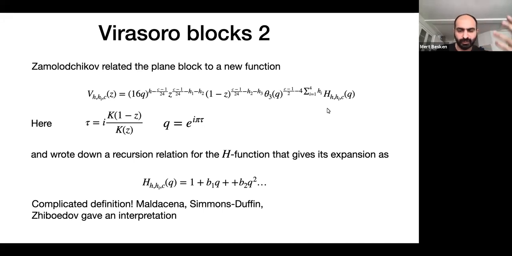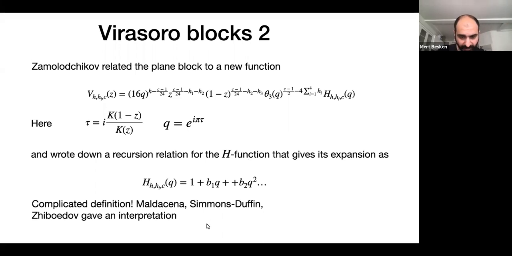So let's just look at this a bit. We see the plane cross ratio z is mapped to this elliptic modulus tau via this relation, where this is the elliptic integral of the first kind. And then we have the elliptic nome q, which is the exponential in this form. And he wrote down a recursion relation for the H function that gives its expansion in this q variable. This expression was derived from semi-classical Liouville computations. It looks like a complicated definition.